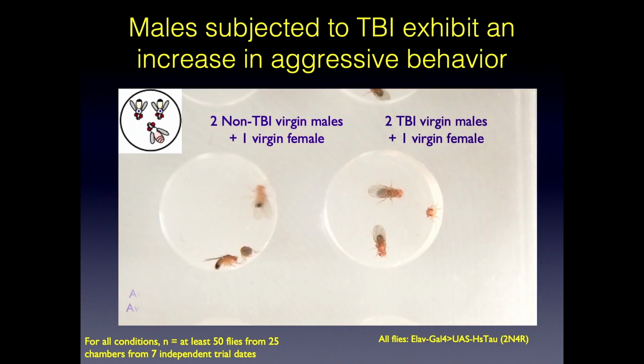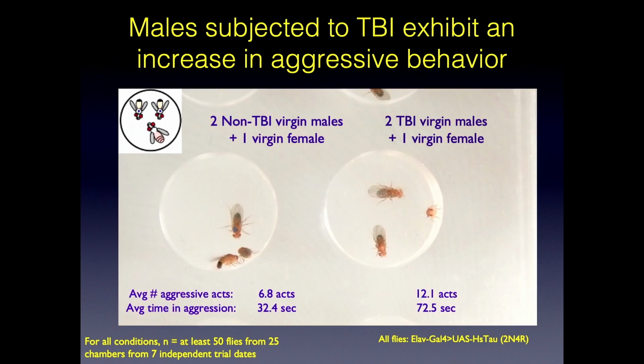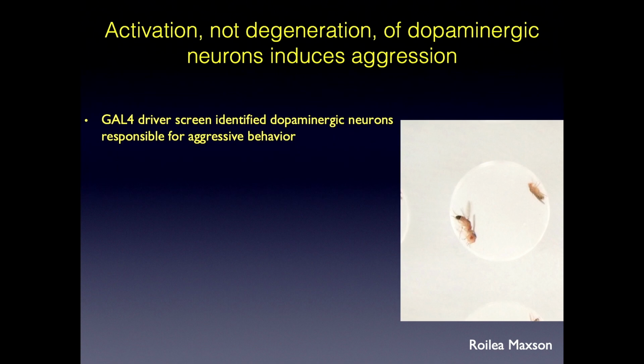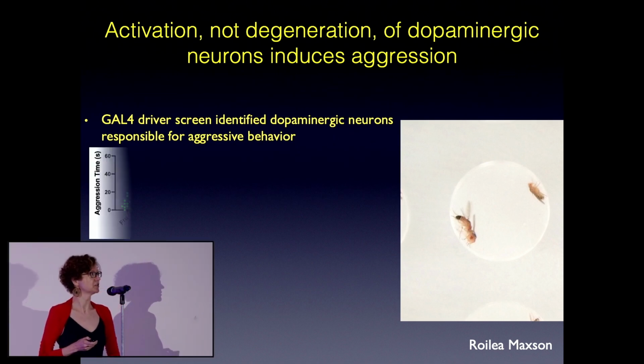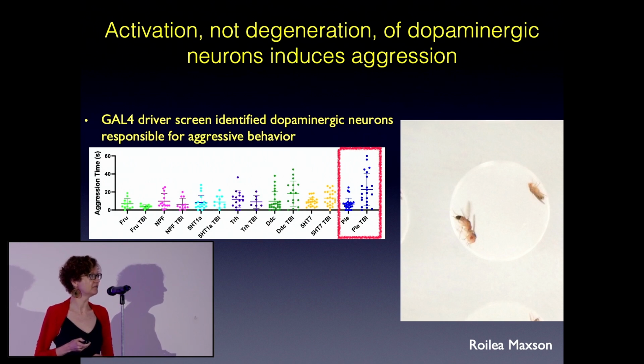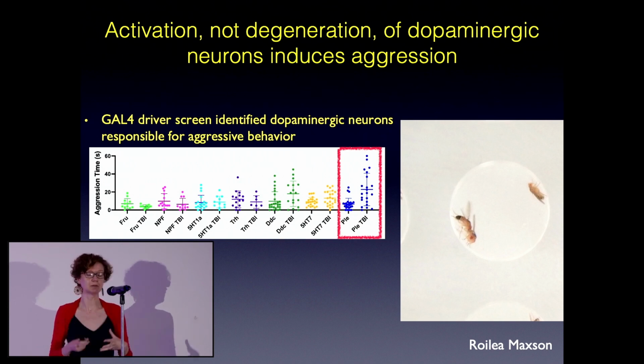with the virgin female. And what we actually end up seeing is that the males that are subjected to TBI exhibit twice as many aggressive acts and spend twice as long in this aggressive behavior, which if you look into any Drosophila literature, this is an incredible increase. And so we're going to be short on time here, so I'll just go through this really briefly. Essentially what we found is that there is a subset of dopaminergic neurons that seems to be responsible for this.